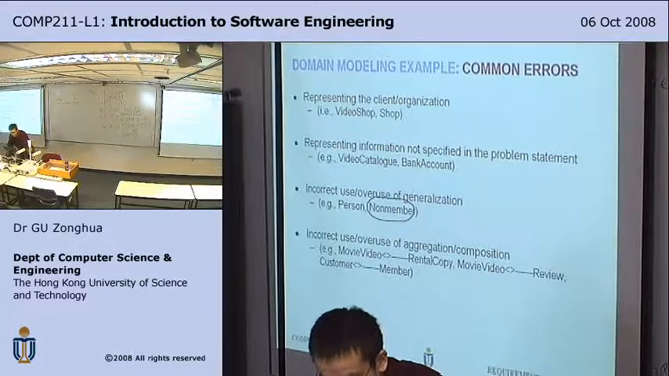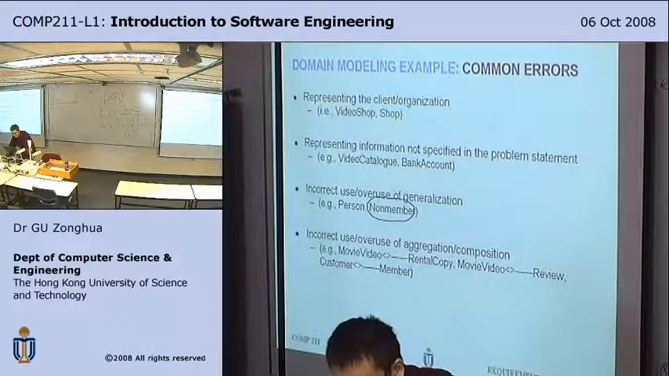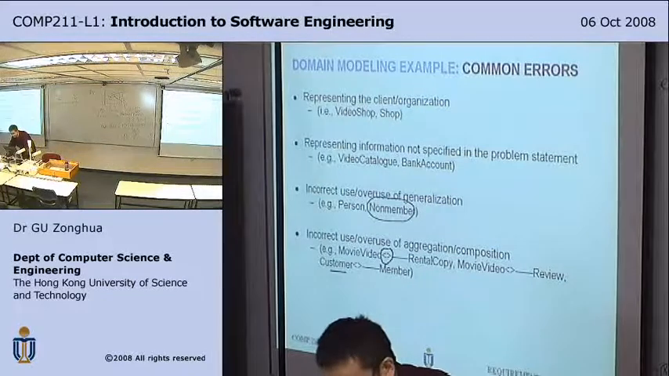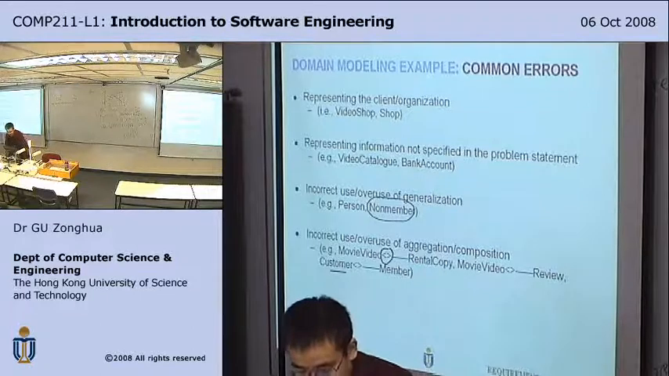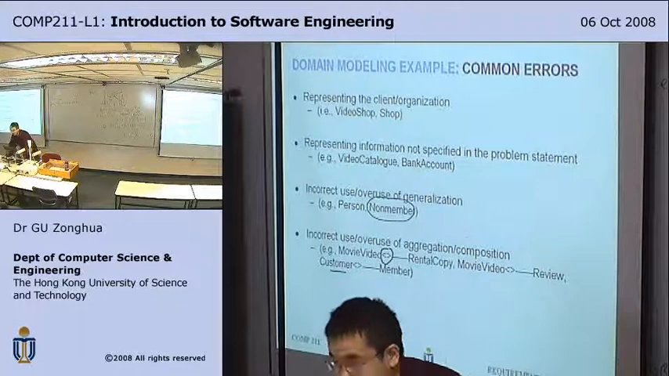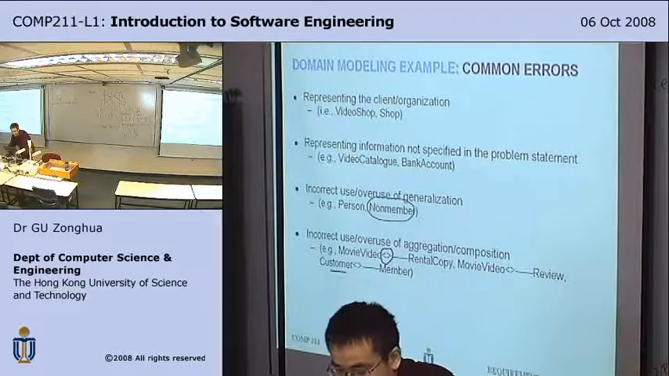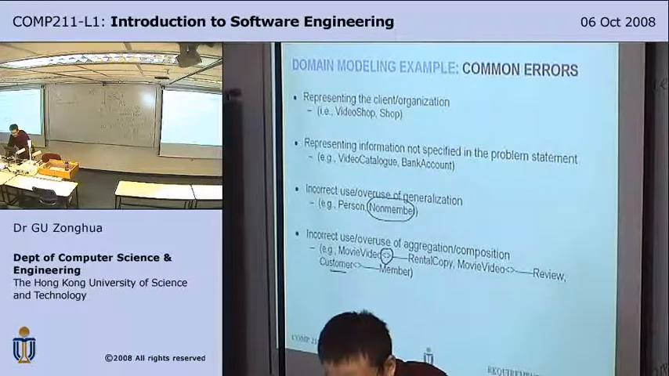Incorrect overuse of aggregation and composition. Movie video and rental copy, that's association, not composition or aggregation. Review, movie video, customer, and member, that's generalization. So when in doubt, always use association. It's never wrong, because aggregation and composition are special types of associations. If you replace aggregation or composition with association, it's never wrong. It's just less precise.